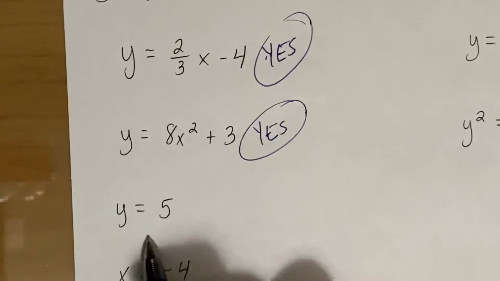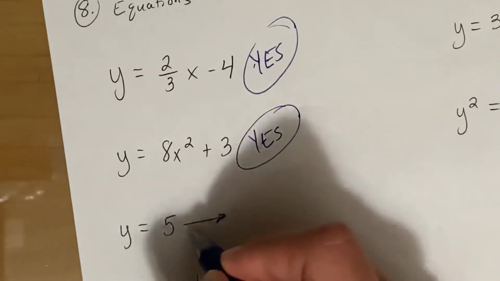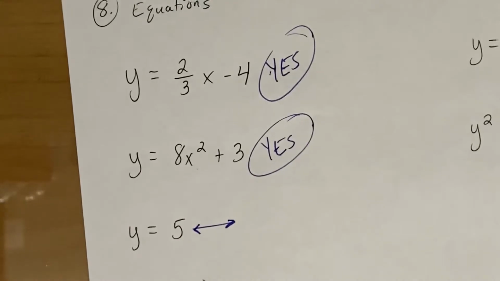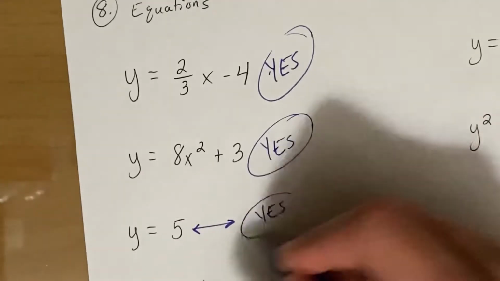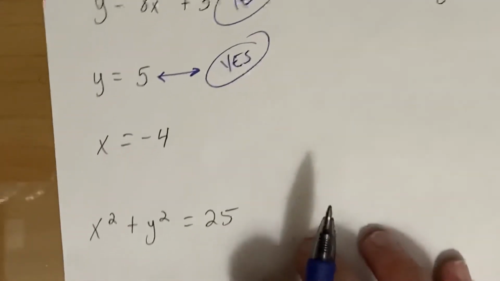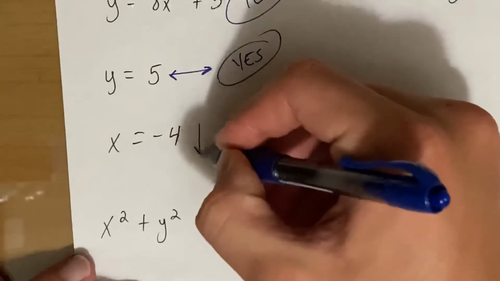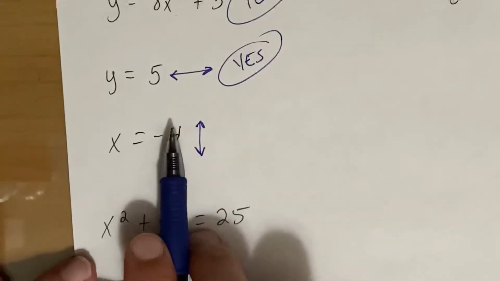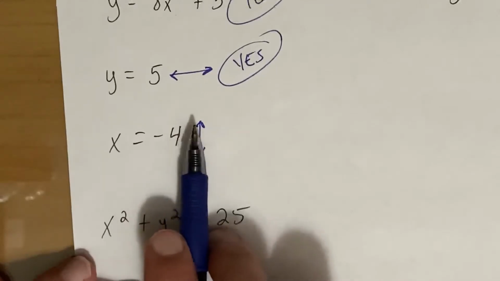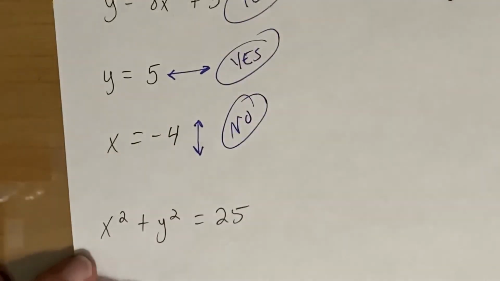Okay, look right here, it says y equals 5. Well, if I remember, this is a horizontal line through 5. And that will pass the vertical line test. So that's good. Okay, so 3 for 3 so far. Next one is x equals -4. Well, if I remember, this is a vertical line. And we saw on the previous piece of paper about graphs that this will not pass the vertical line test. So that would be no. My answer would be no, that would not be a function.